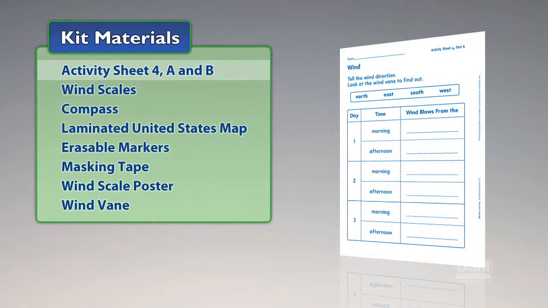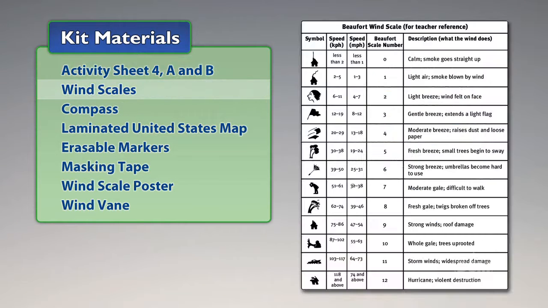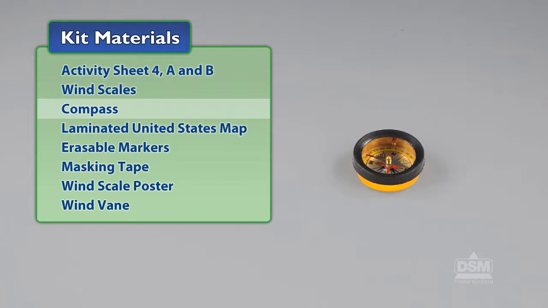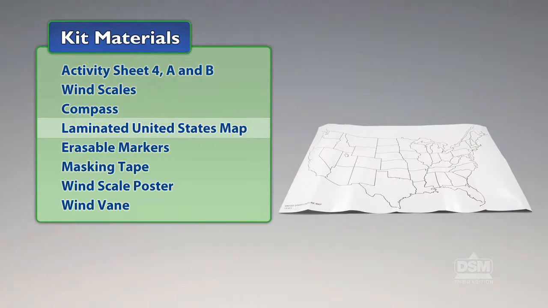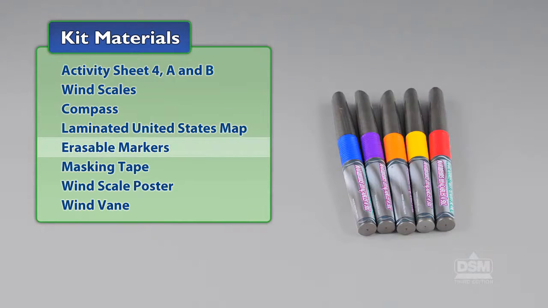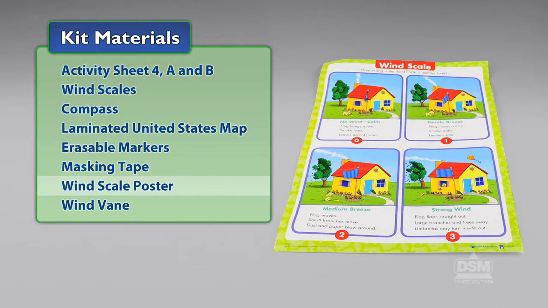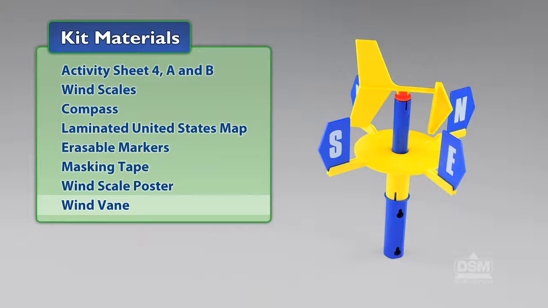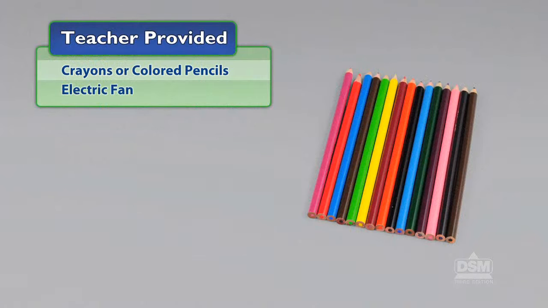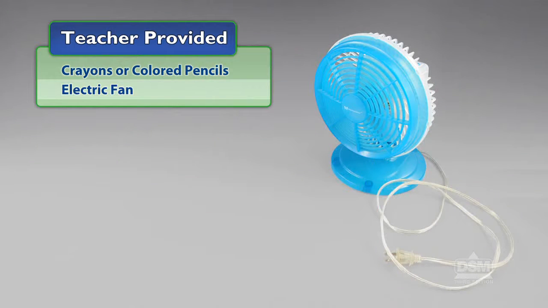You will need the following materials from the kit. Activity Sheet 4, Parts A and B. Wind scales. A compass. A laminated United States map. Erasable markers. Masking tape. The wind scale poster. And the wind vane. You will also need to provide crayons or colored pencils and an electric fan.